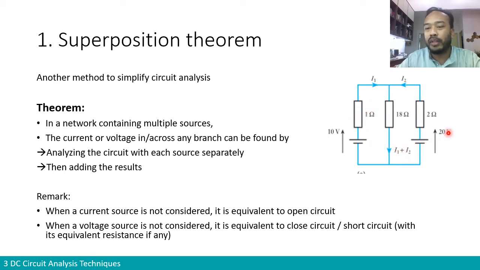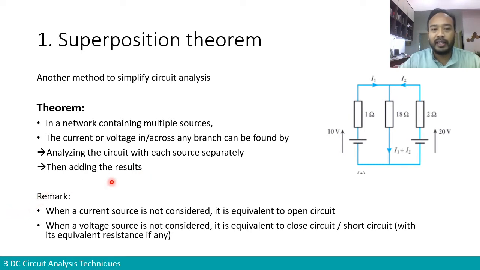The same goes for when you analyze only with the 20 volts, neglecting the 10 volts, you can also reduce the resistance into an equivalent resistance. Therefore, you can find, for example, a certain current or certain voltages. Then what you do is, at the end, you can add up the results of the voltage or the current that you calculated in the two analyses that you have done previously. So there is a remark to do that.